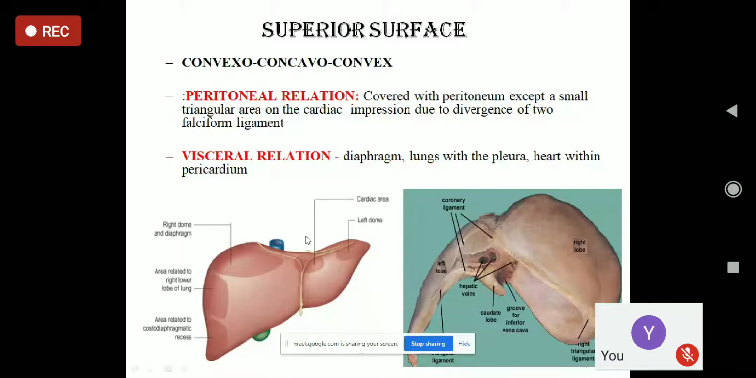In the superior surface, what you are getting here are the lungs and pleura. Here in the center is the heart with pericardium. These are separated by the diaphragm. And these are the layers of the falciform ligament. What this falciform ligament does is connect the liver with the anterior abdominal wall. The falciform ligament and coronary ligament are all folds of peritoneum. When you study peritoneum, you'll understand the details. So this is the superior surface.